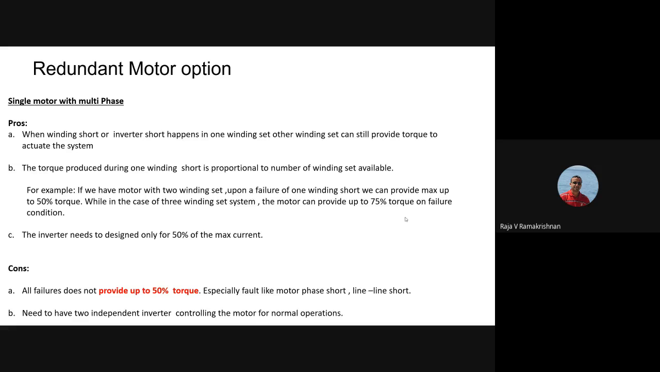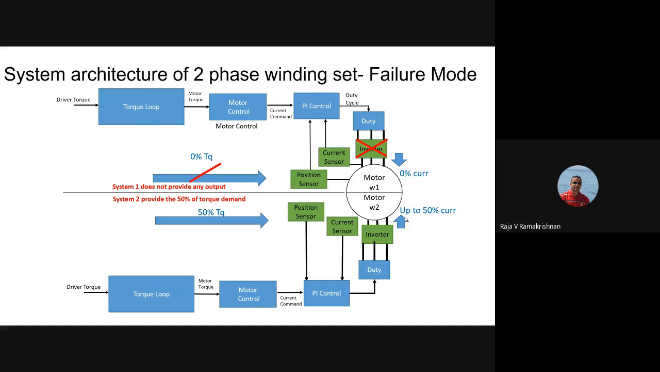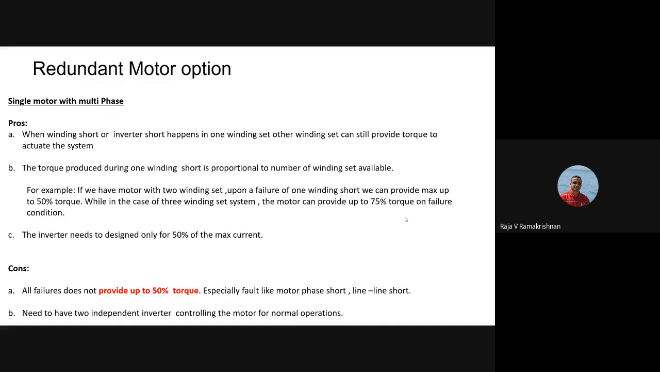In here, winding failure is not a common cause because even if you have a winding failure here, the other winding set is not affected. Thereby, you can still drive the system. The torque produced during one winding short is proportional to the number of winding sets available.